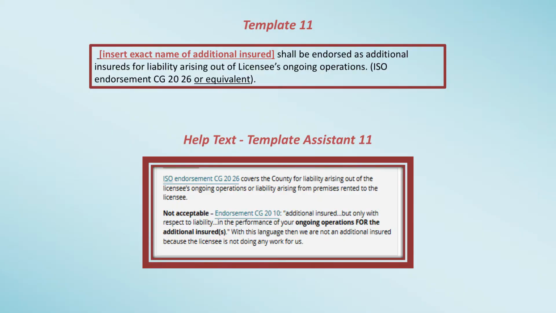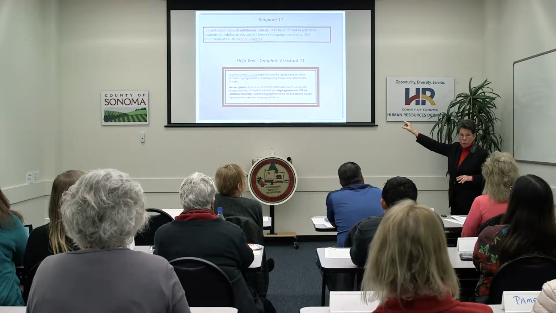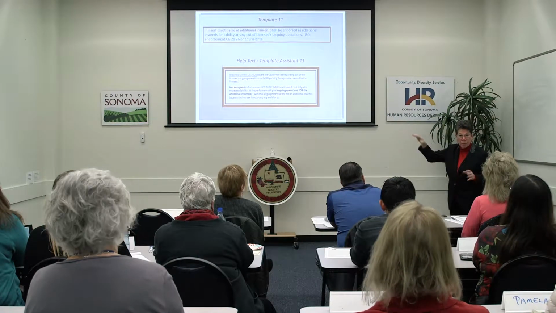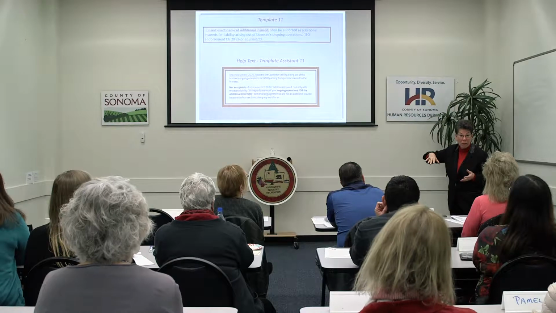So this is an example from template 11, which is license agreements. The language we want, and we're going to talk about what these endorsements are in just a minute. We want endorsement CZ 2026, and I've underlined for you or equivalent, because we understand that some companies may have an endorsement that says the same thing, but it doesn't have that number.